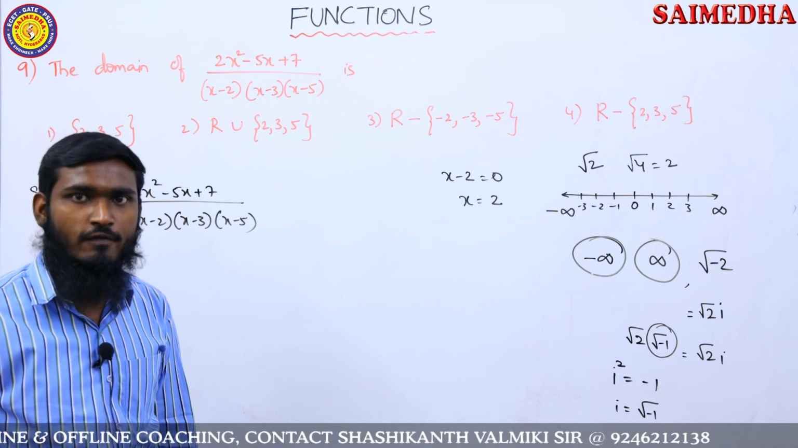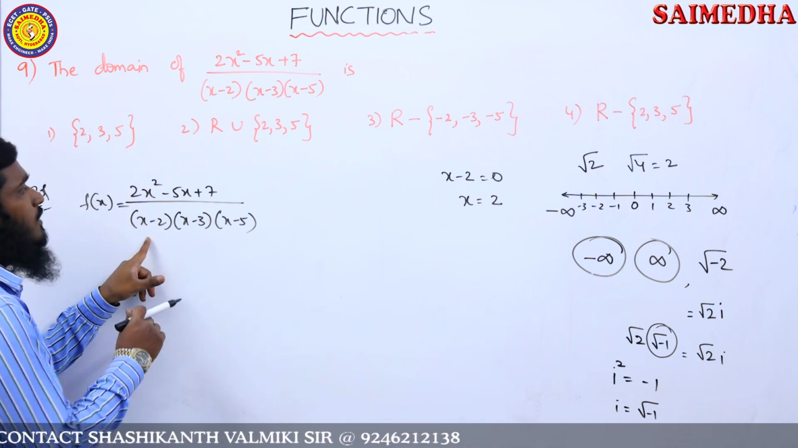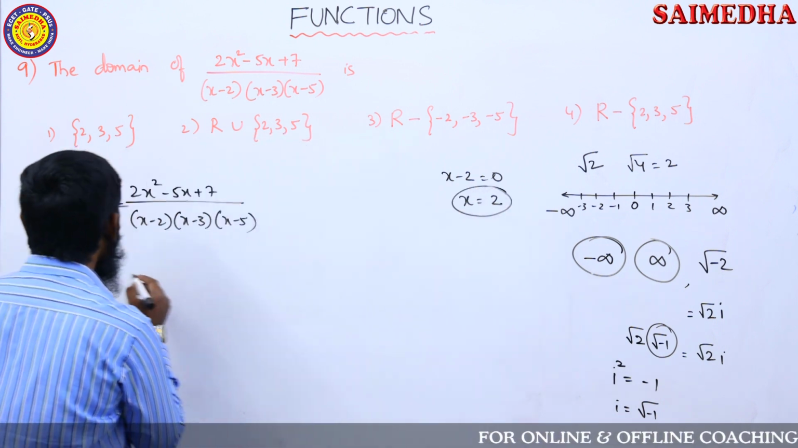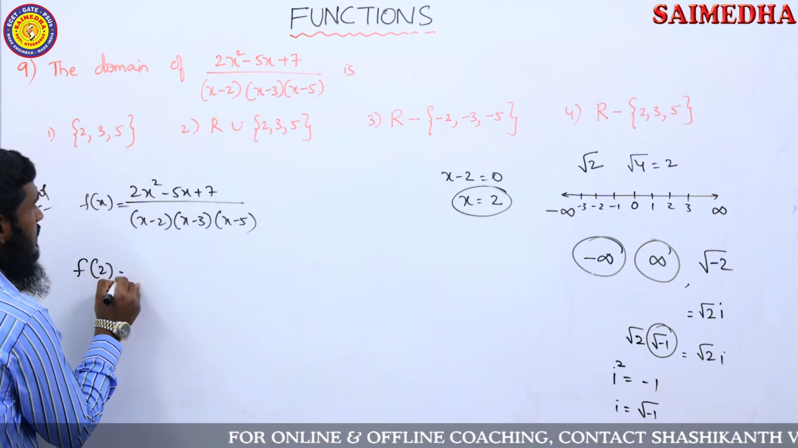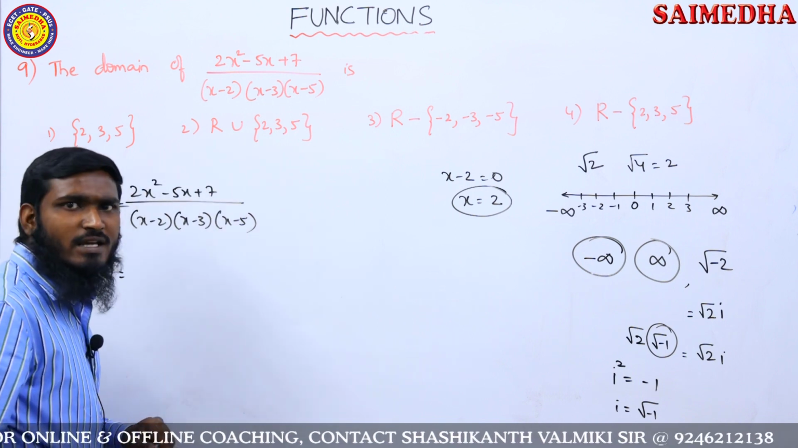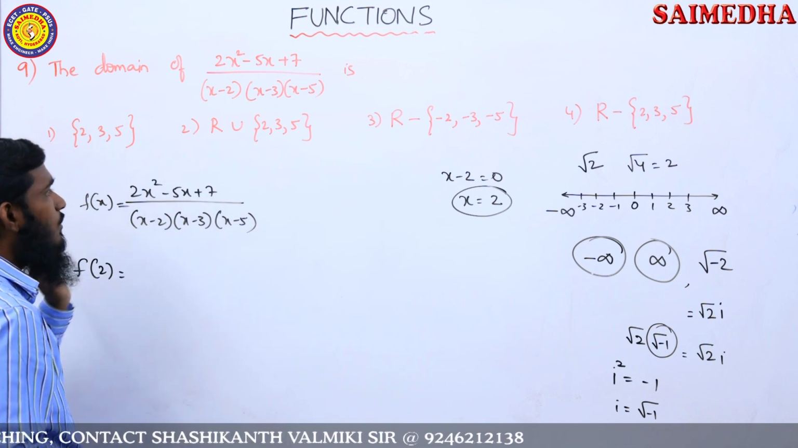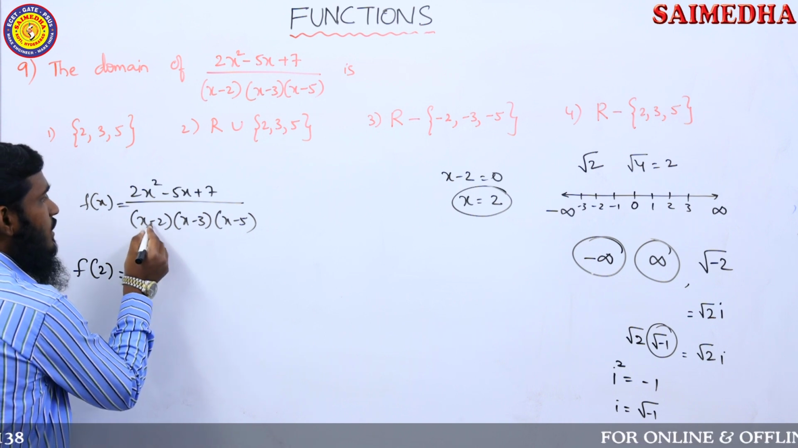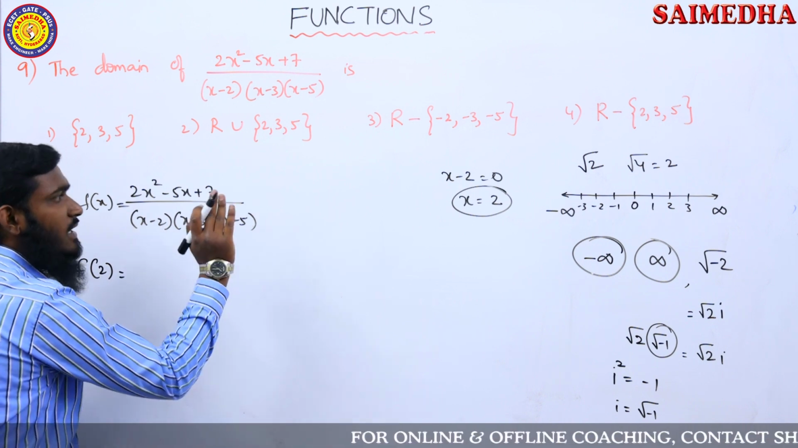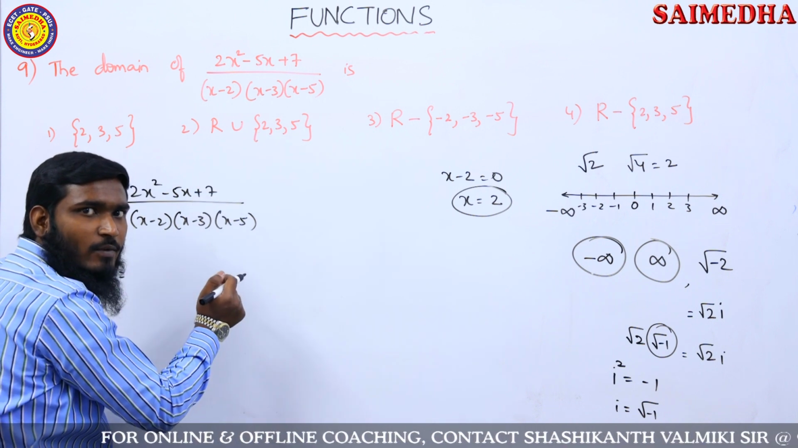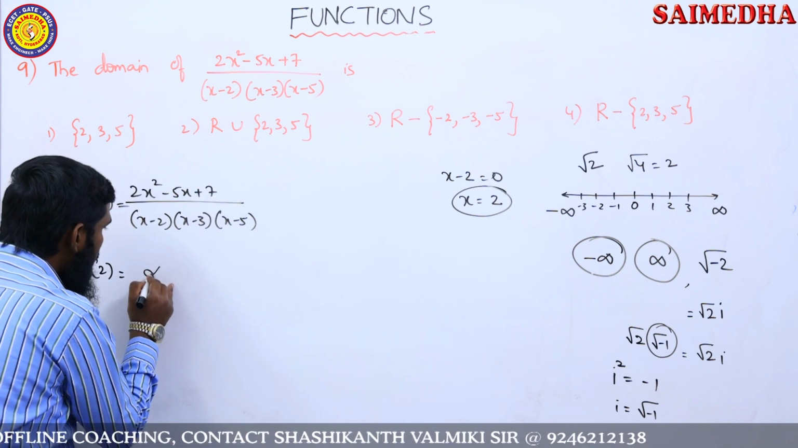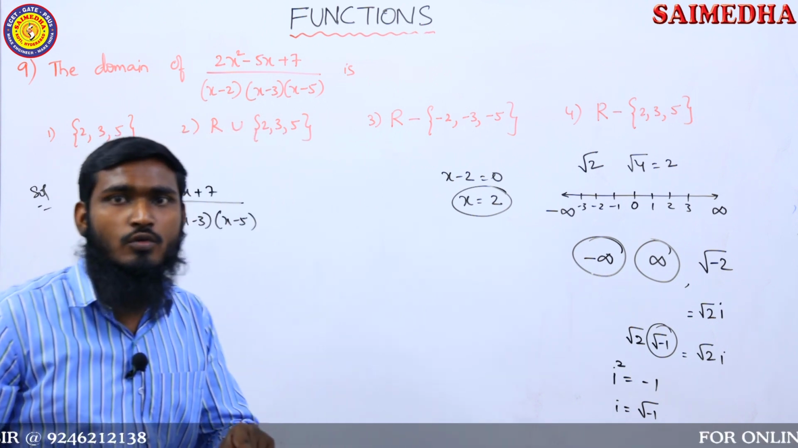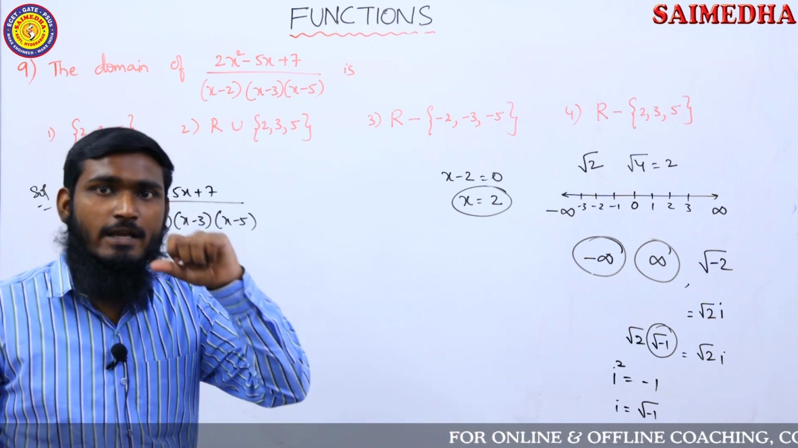Like this we have to solve. So the first part: we have taken x = 2. So f(2): no need to worry about the numerator part. In the denominator we get 2 − 2 = 0, so 0 into this complete part equals 0. Numerator divided by 0 equals infinity. So at this value we are getting the answer as infinity.